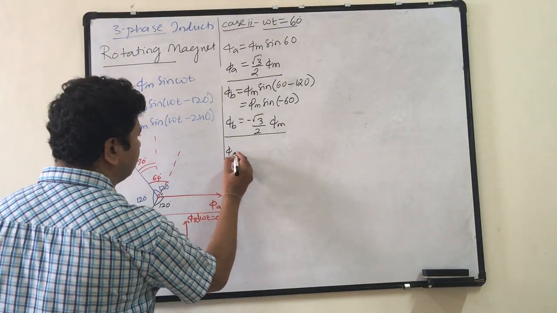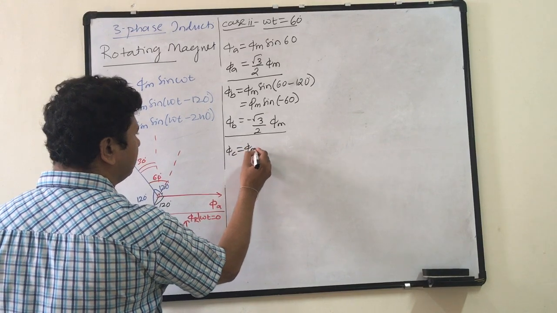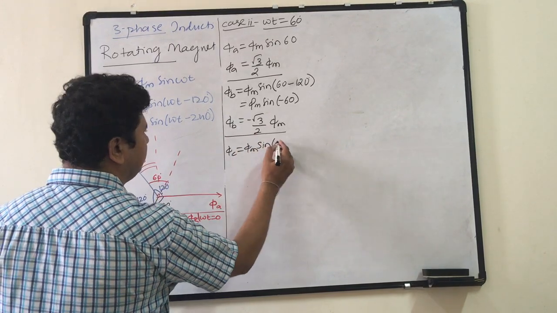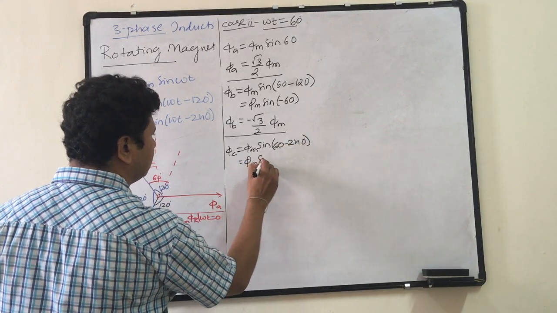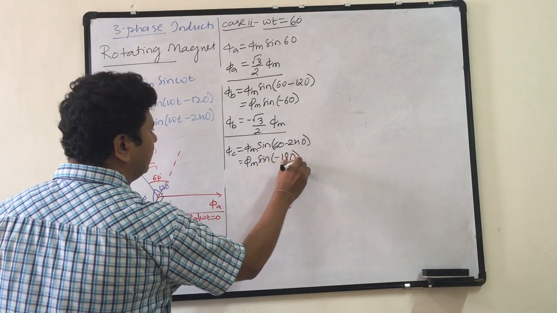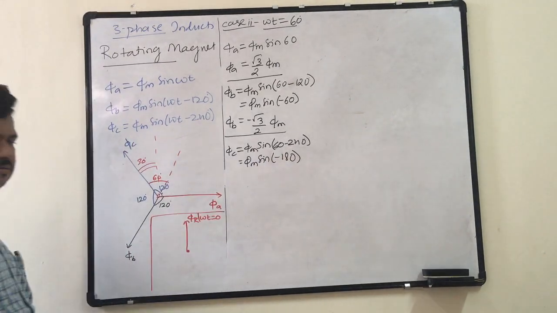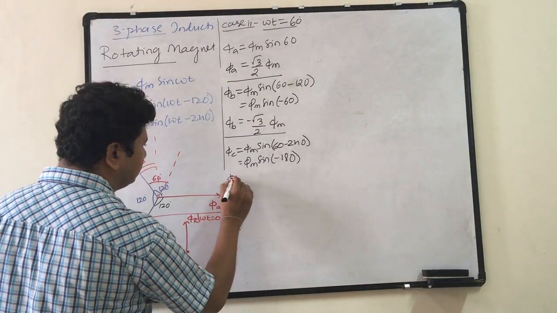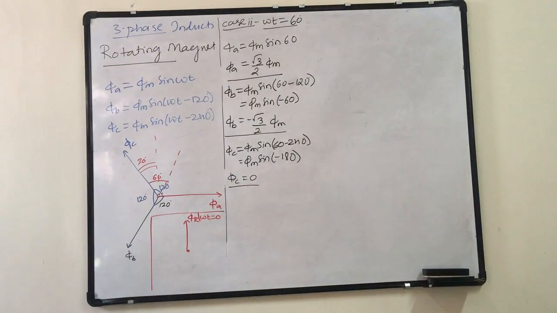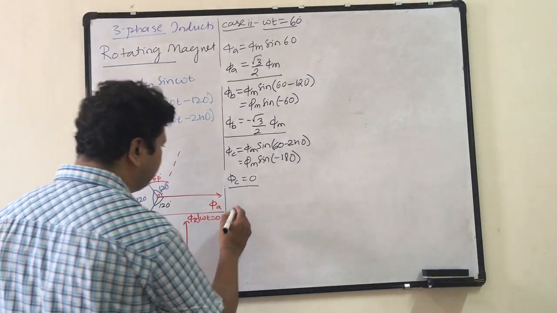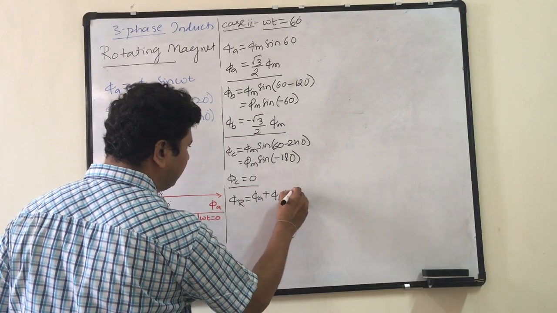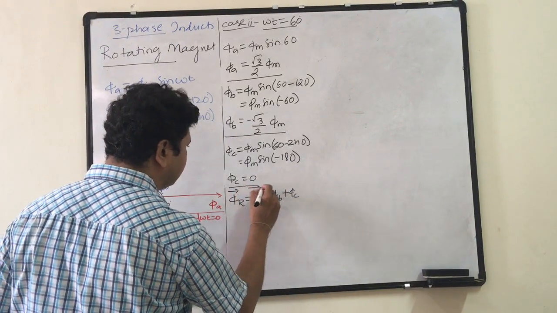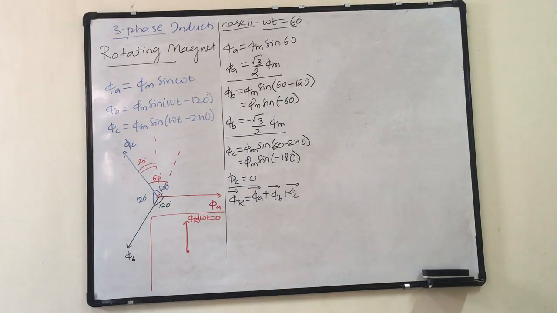Then phi c is phi m sin 60 minus 240. This is phi m sin minus 180. At 180 degrees, whether plus or minus, sin is 0. So phi c is 0. Now to get the resultant, phi r is equal to phi a plus phi b plus phi c.